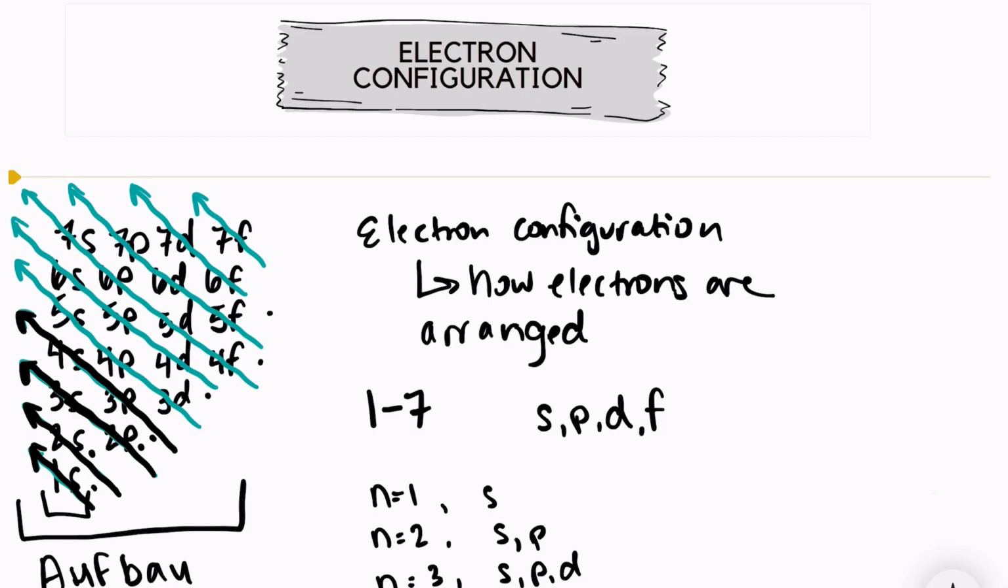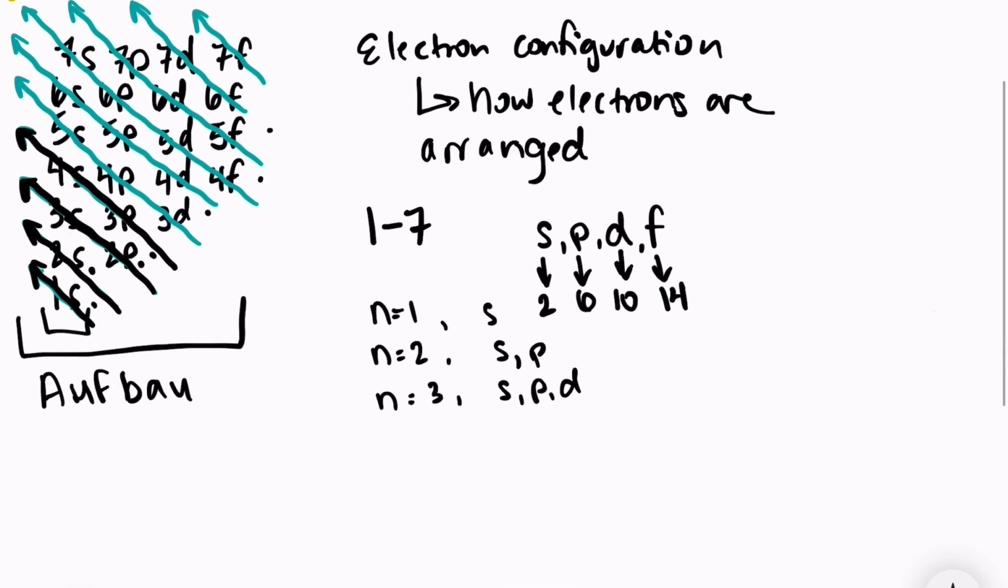The last piece of information we need to know in order to be successful is how many electrons will fit in each of these sublevels. So in S, we can fit 2 electrons. In P, we can fit 6 electrons. In D, we can fit 10. And in F, we can fit up to 14 electrons. So now that we know that information, let's try and write out an electron configuration.